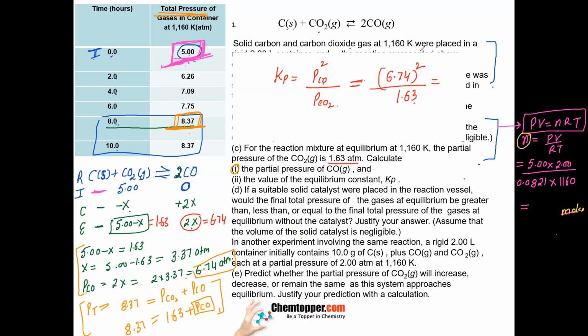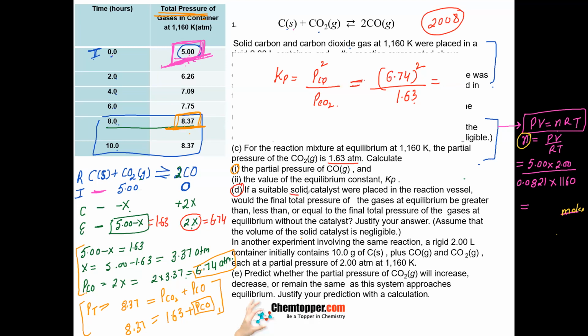It's a real AP question. I think it was in the 2008 exam, somewhere 2008 or 2010. And you can see it's a simple question, though it's very lengthy. But I hope you are understanding how we are going step by step. Now let's see the D part.